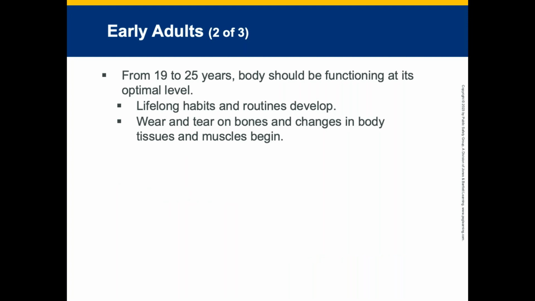From ages 19 to 25, the body should be functioning at its optimal level. Lifelong habits and routines start to develop. We start seeing wear and tear on the bones, and changes in the body tissue and muscle begin. Discs of the spine begin to settle, and height sometimes does shrink a little bit, but not much. Fatty tissue starts to increase, which leads to weight gain. Muscle strength decreases, and reflexes start becoming slower. Unintentional injury is a leading cause of death for this age group as well.